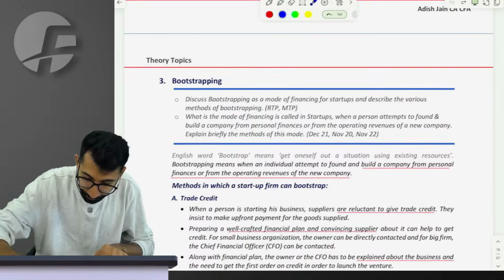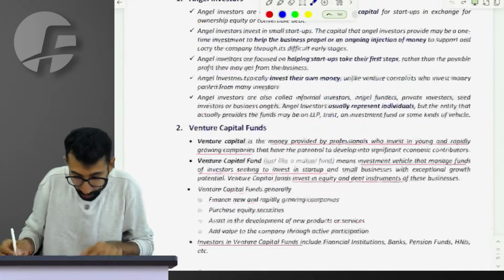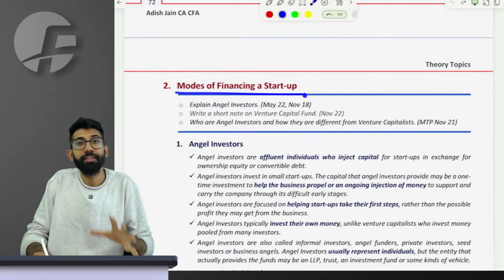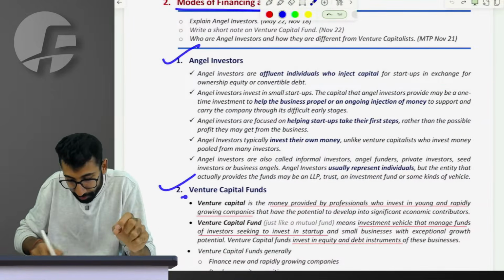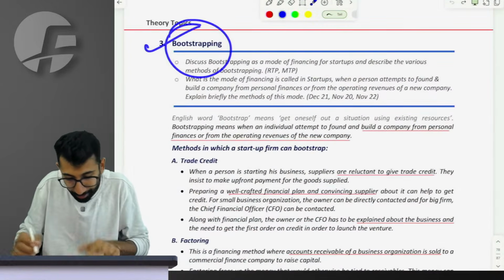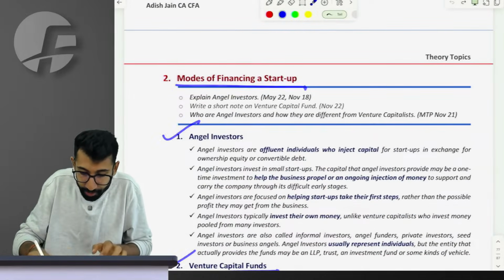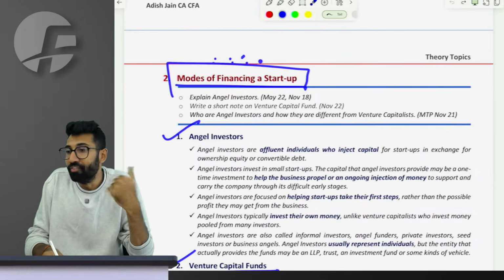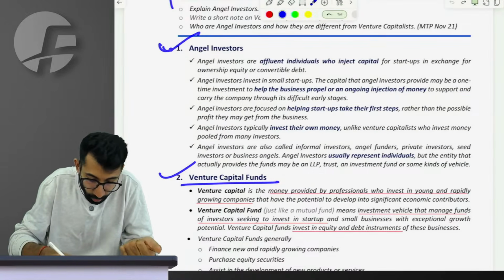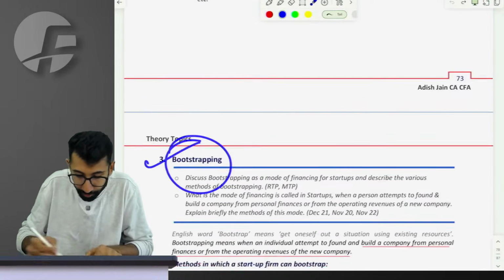Yes, so come on. Next is bootstrapping. When it comes to the modes of financing a startup, the first one was angel investor, then venture capital, and then bootstrapping. There is a high probability that the institute will not ask you broadly what the modes of financing are. They will rather ask you to write a short note on angel investor, venture capital fund, or bootstrapping.